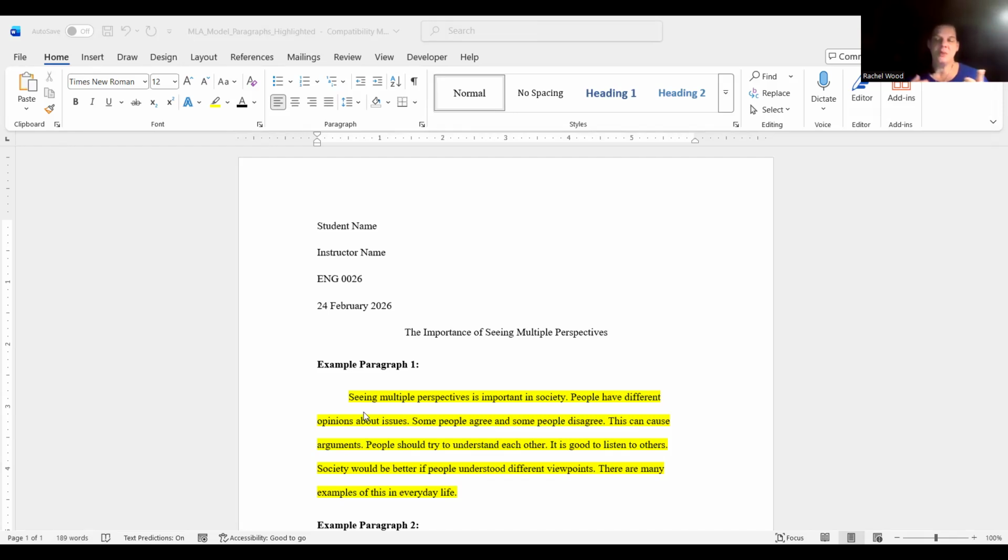Now, as you go into the second paragraph, I'm going to read that one out loud and see if you can hear the difference between the first one and the second one.